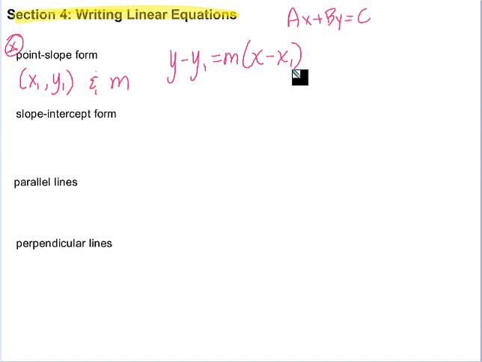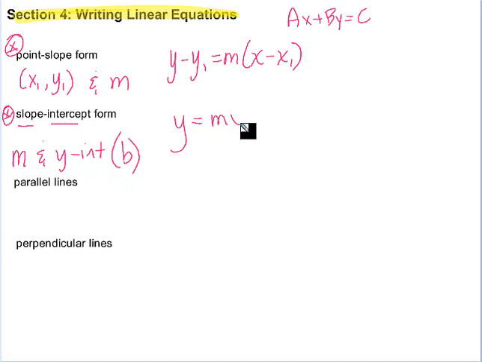Okay? Slope-intercept form. This form is the most commonly used as the final answer for a linear function. You can put something directly in slope-intercept form if you know the slope and you know the y-intercept. The y-intercept in this equation is denoted by b. Slope-intercept form is y equals mx plus b.